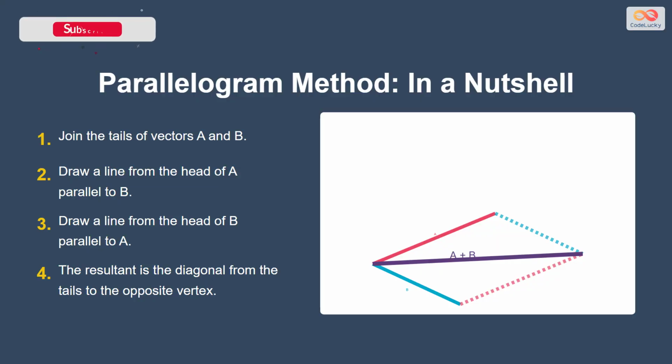So to summarize the entire process, first, join the tails of your two vectors. Second, draw lines parallel to each vector from the tip of the other. Finally, the resultant vector is the diagonal that starts from the common origin and extends to the opposite corner of the parallelogram.